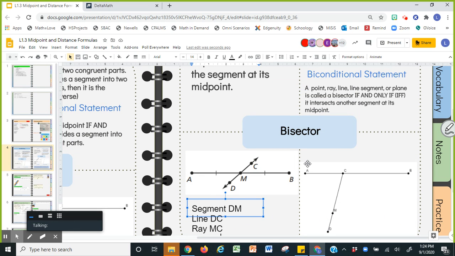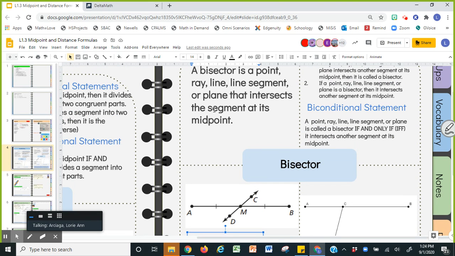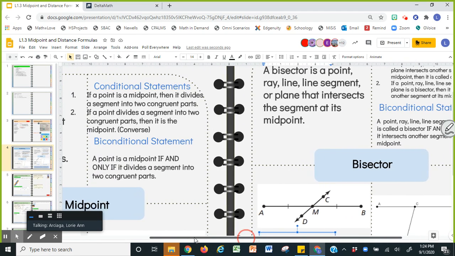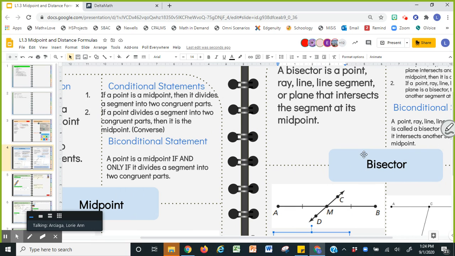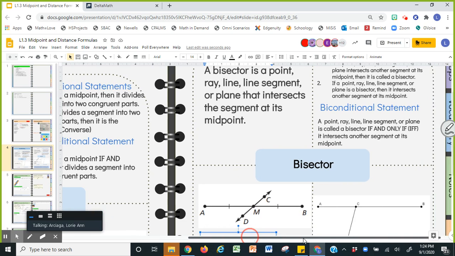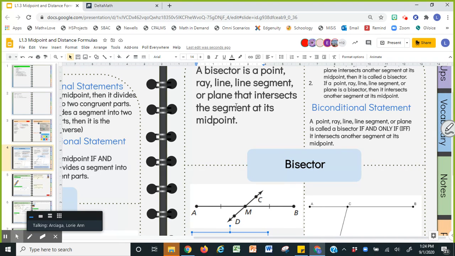All right. And as you can see, it doesn't say anything about dividing it into two congruent parts. That's a big difference. So if you want to write an equation, you don't use the definition of bisector, you use the definition of a midpoint. For now, you may be asking, okay, what is he saying? Why is it different? When we get to proving, you will realize that whatever the definition is stating, that's the conclusion we can make.